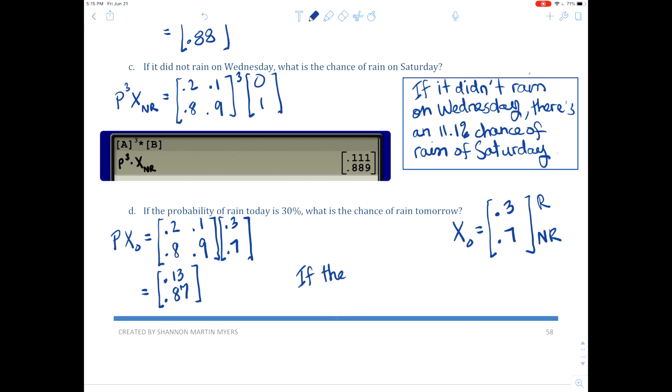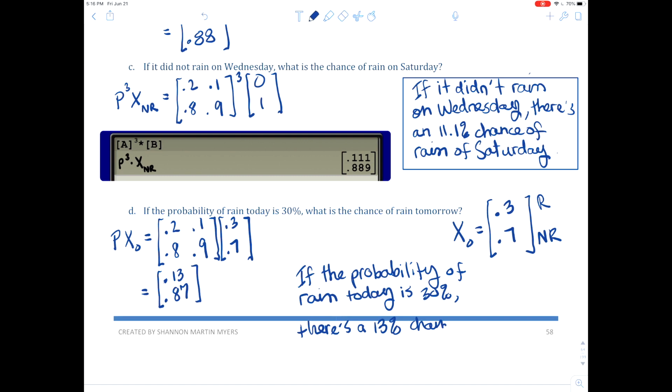If the probability of rain today is 30%, there's a 13% chance of rain tomorrow. Cool?